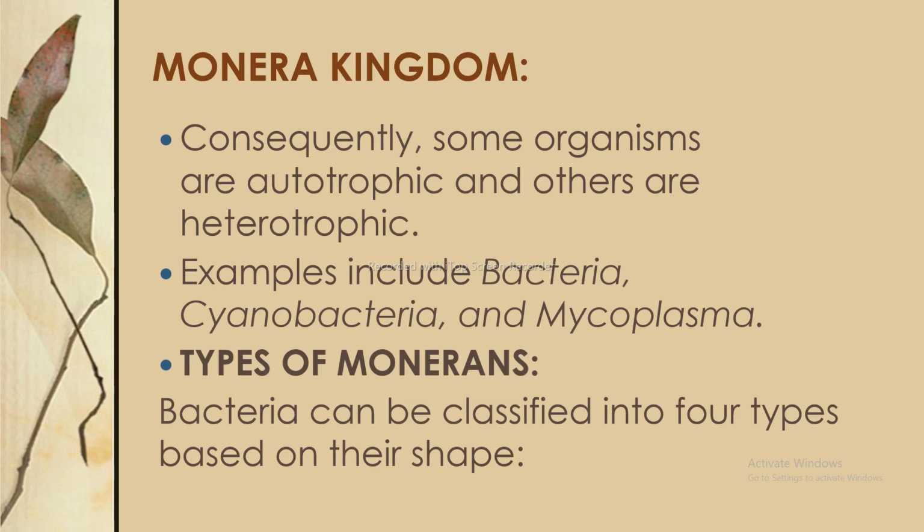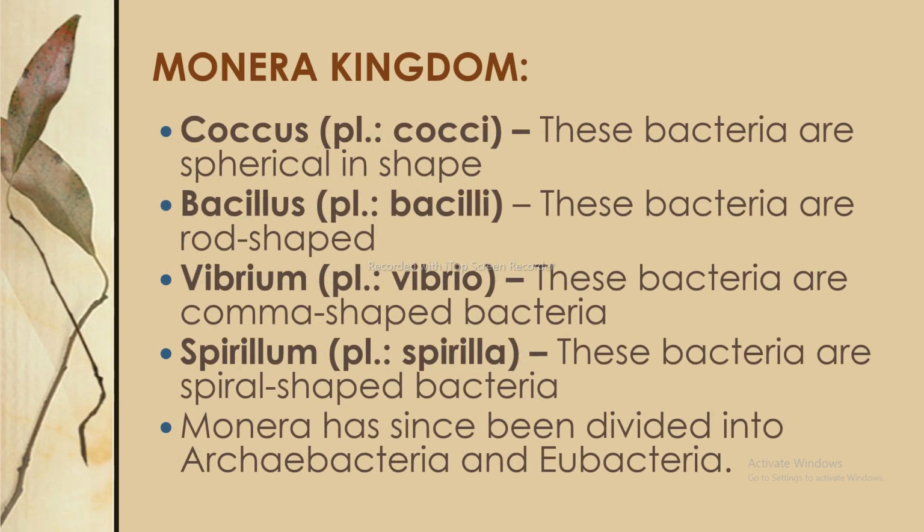Bacteria can be classified into 4 types based on their shape. First type is the coccus, plural is called cocci. These bacteria are spherical in shape. Next is the bacillus, plural is called bacilli. These bacteria are rod shaped.